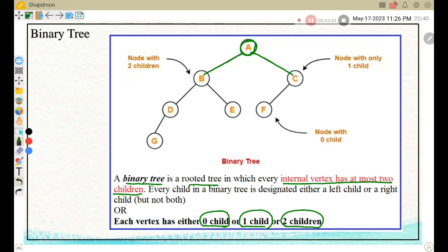2 is okay, maximum 2 children. Okay. Now for example B vertex, how many children are there? D and E, 2 children. For example D, how many children are there? Only 1, correct? 1 is okay, no problem.